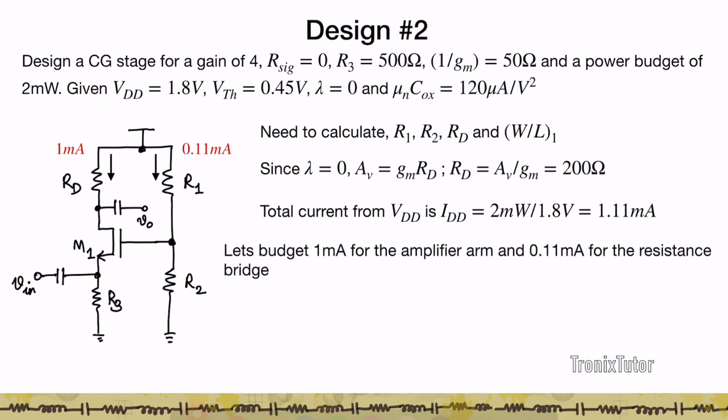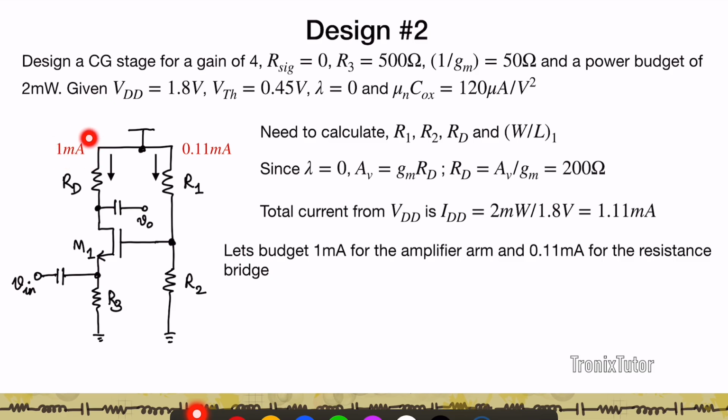Now how you divide this is up to you. So just for illustration, what we can do is budget 1 milliampere for the amplifier and only about 0.11 milliampere for the resistive bridge, right? So how do you decide how much of that is important, or which one?